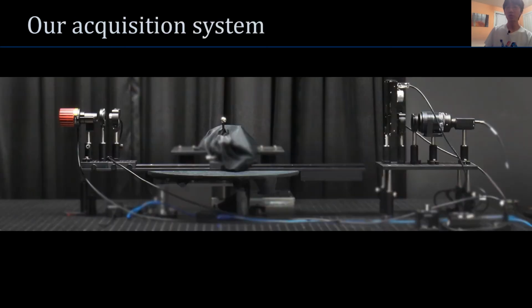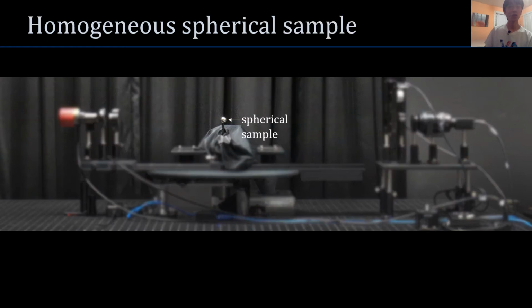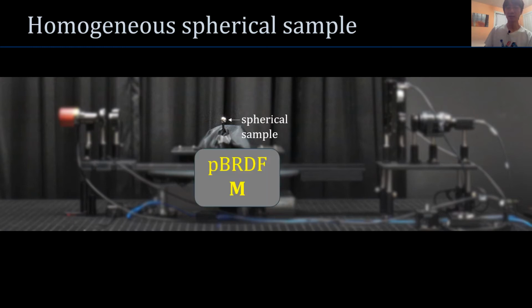This is the acquisition system that we built. Light source emits light to the sample, and the camera captures the reflected light. A homogeneous spherical sample is placed at the center. Note that we want to know the PBRDF-M of this material.